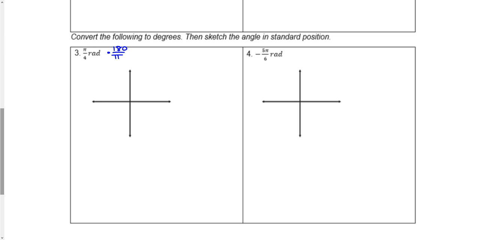If you do that in the calculator, it will automatically cross out the pi's, and that's going to leave you with 45 degrees. So like I said earlier, I know all the 90s. I know all the multiples of 90. So 90 is straight up. 45 should be halfway. And since it's positive, I show everyone it opened up that way.